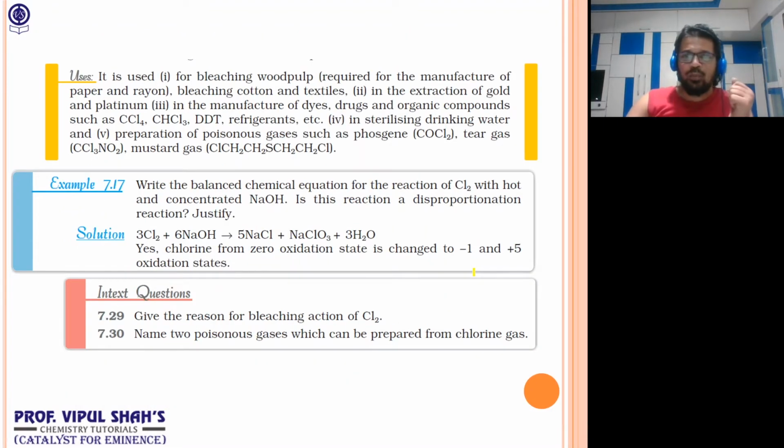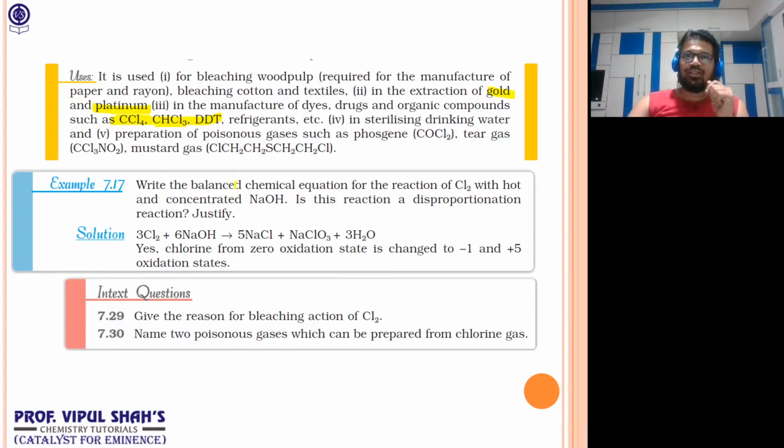Then the uses, observe this. It's for bleaching wood pulp, extraction of gold and platinum, manufacture of dyes and drugs, and compounds like carbon tetrachloride, chloroform CHCl3, DDT, which is an insecticide. First D stands for dichloro, second D stands for diphenyl, and the T stands for trichloromethane. Full name: dichloro diphenyl trichloromethane.